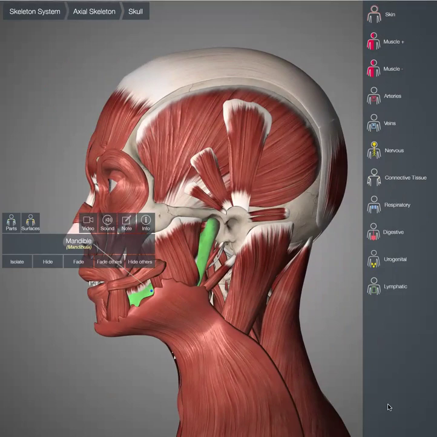Another thing we have to know is what they are innervated by. They are all innervated by the mandibular nerve, and the mandibular nerve is the third division of the trigeminal.